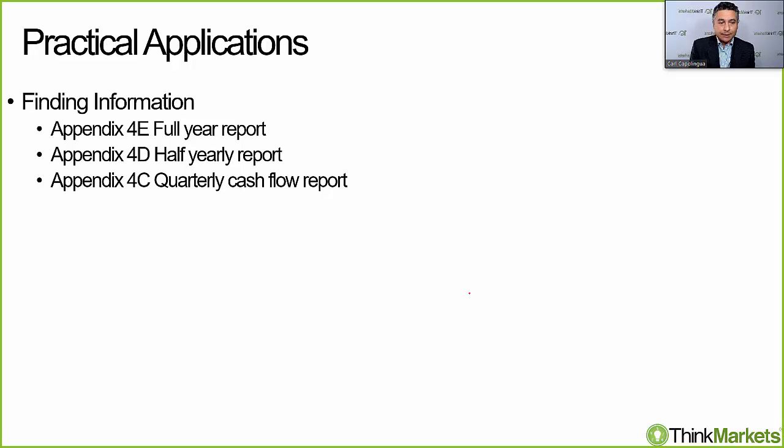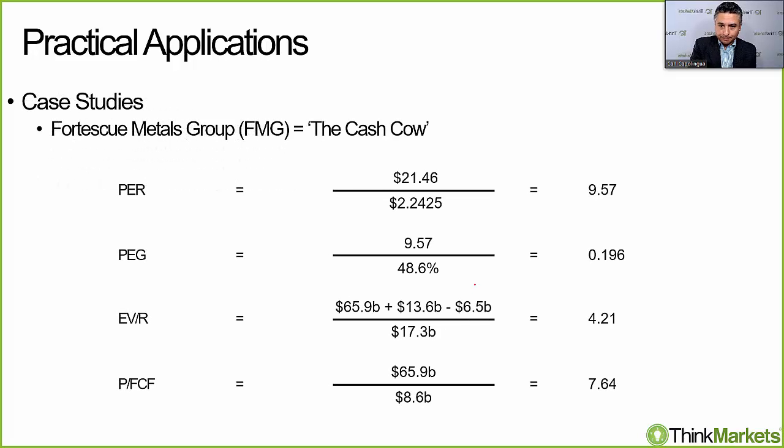The Appendix 4E, which is the full year report. The Appendix 4D, which is the half yearly report, probably less important. And potentially for those smaller companies, they do have to publish those Appendix 4Cs, which are the quarterly cash flow reports. So I will go to the next slide, because we're going to consider 3 case studies here.